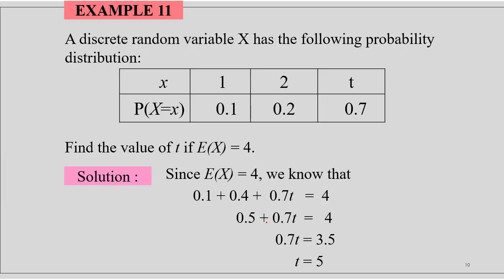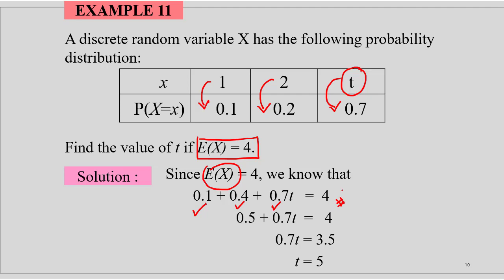Let us proceed to example 11. Example 11 is a little bit different. Did you notice that among the random variable values you have a t, but you are given that the mean is equal to 4? We just need to use the formula for finding E(X). 1 multiplied by 0.1 gives 0.1. 2 multiplied by 0.2 gives 0.4. And t multiplied by 0.7 gives 0.7t. You are given that the mean is equal to 4, so you compute an equation in terms of t, and lastly you get the value of t.